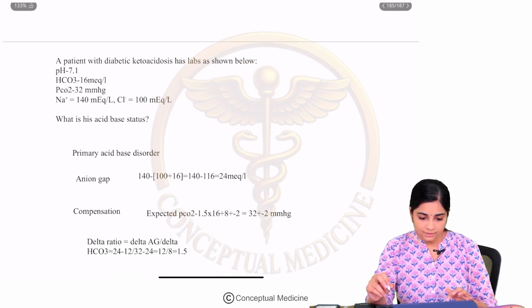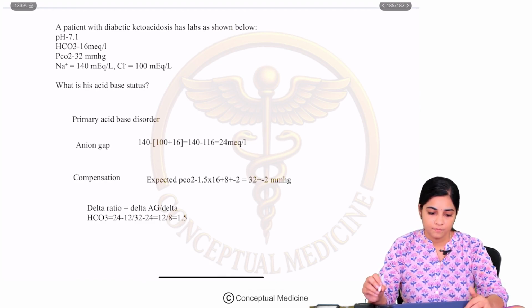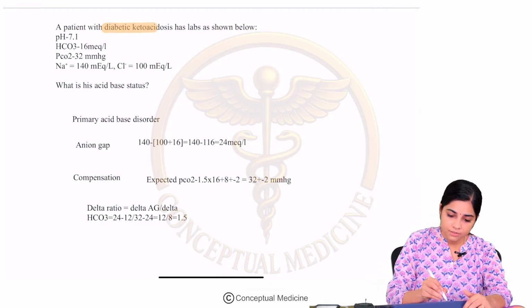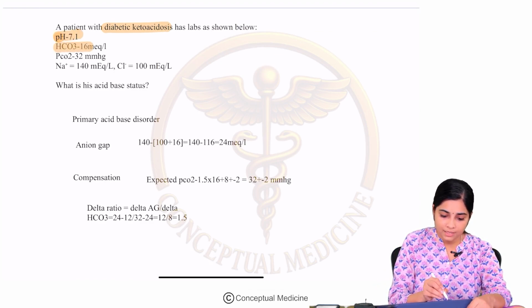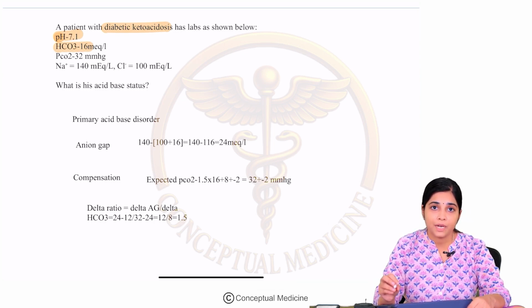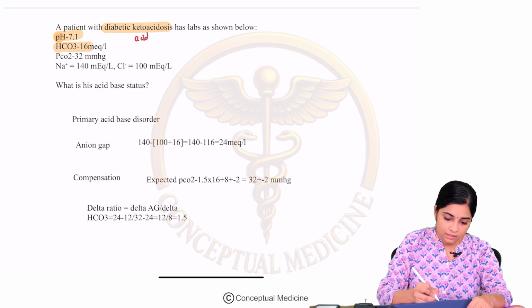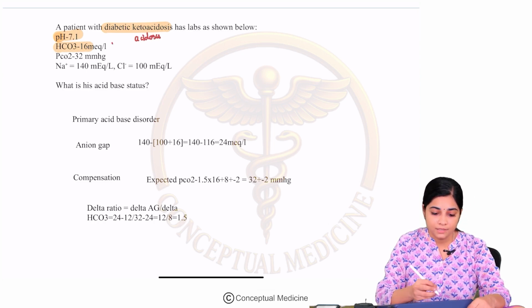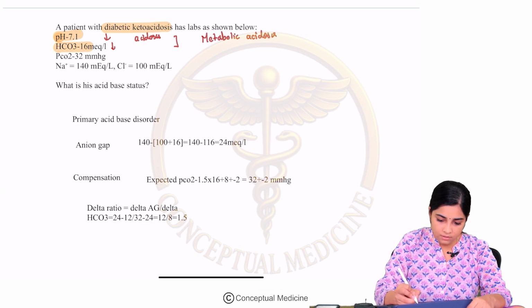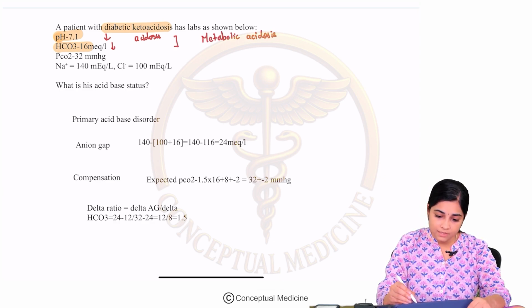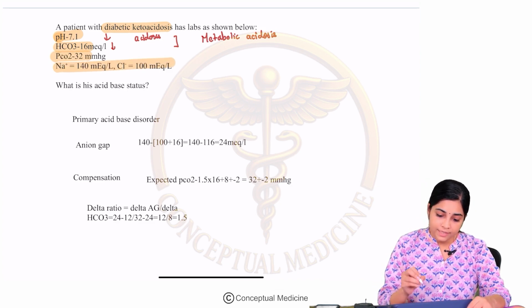Okay. Now let us understand this with the help of this example. So a patient with diabetic ketoacidosis has lab values as shown below. The pH is 7.1 and the bicarbonate is 16. So first step, what is the primary acid-base disorder? This is an acidosis, right? Bicarbonate is also low. That means that this is a metabolic acidosis. Okay, so till here clear. Then the PaCO₂ is 32 and the sodium and chloride levels are given. Fine.